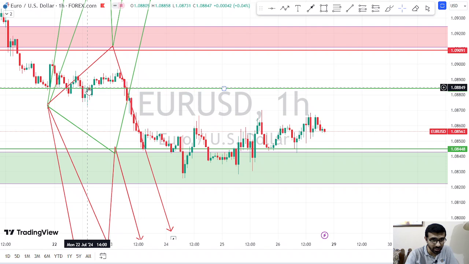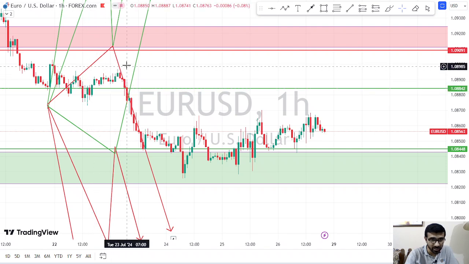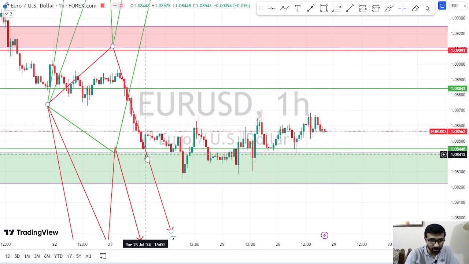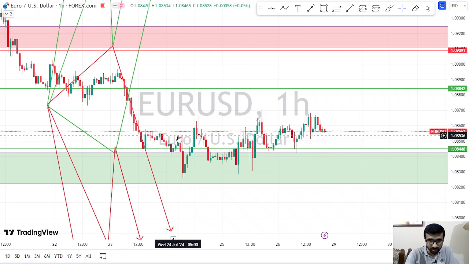Again, if we would have taken an entry here, some good profits still here, and from here as well, good profits. And then again, market continued to go down. From here, we could have taken a buying entry, maybe a break even on this trade. Then over here, market gave us a very good opportunity. Till here, we could have made some good profits.